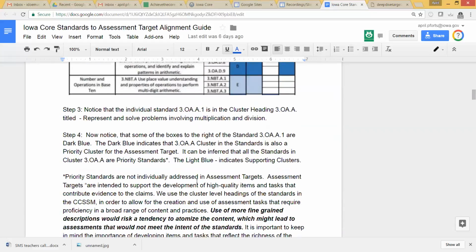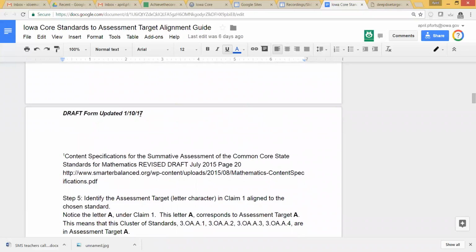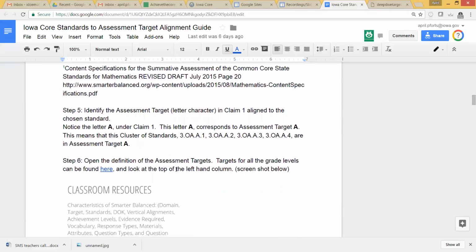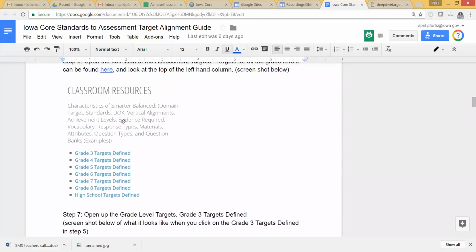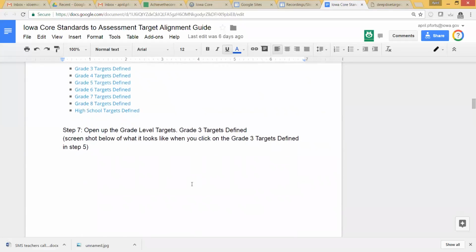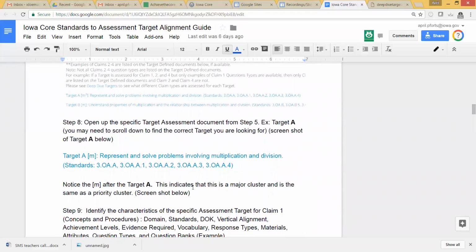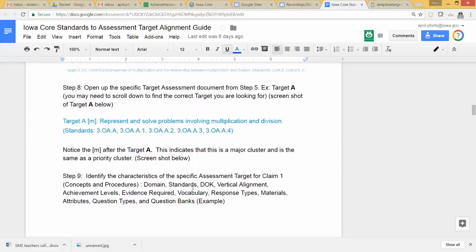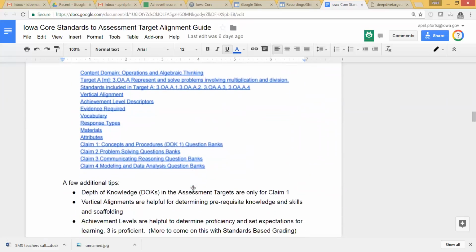And so then as we scroll through here, we tell you how to read those documents, and you'll see this draft form was just updated on 1/10/17. And then we talk about all the classroom resources and the information that you can get from the resources that we have on the website to further understand what those standards really are, and the vertical alignment and achievement level descriptors and all that great important information. And so this is just screenshots so that as you go through the documents and as you watch the webinar, this will help you out some. So that's this first section.